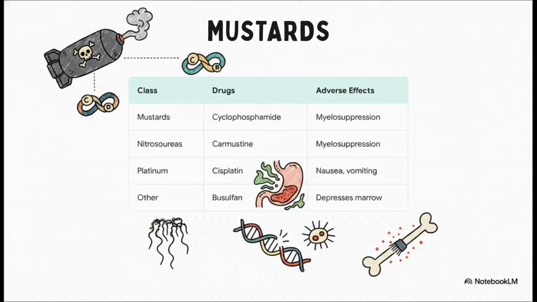Let's break down some specific classes. Notice the nitrogen mustards at the top. These historically evolved from World War I mustard gas, believe it or not. Drugs like cyclophosphamide and bendamustine are totally foundational. Then we have the platinum compounds, like cisplatin and carboplatin, which are really infamous for their extreme nausea profiles. I also want you to specifically note busulfan down at the bottom.